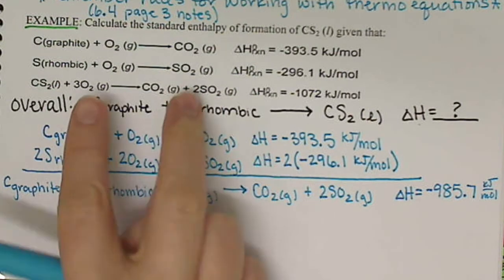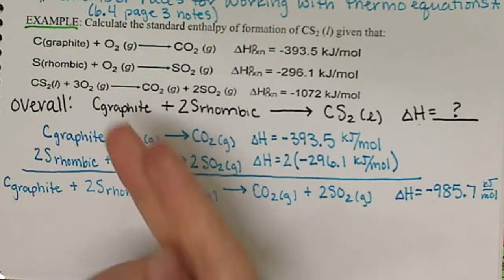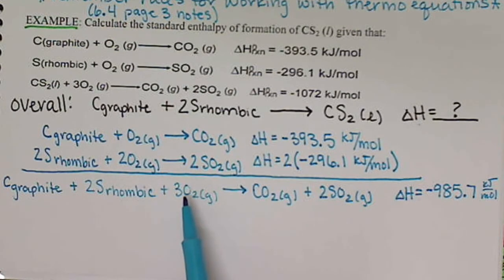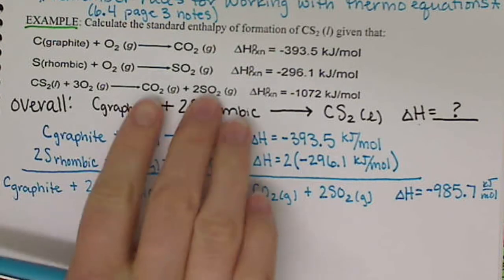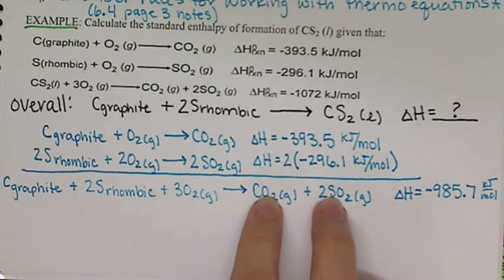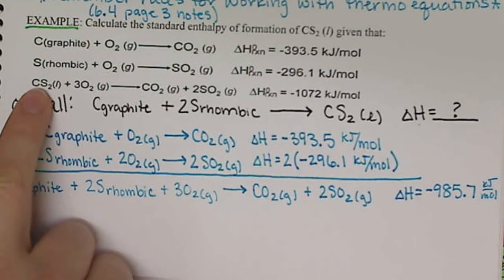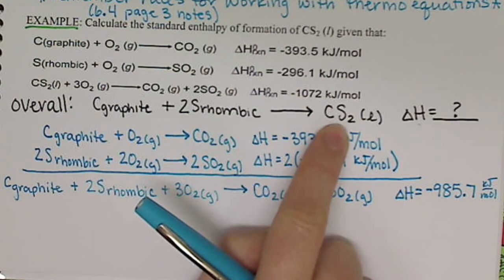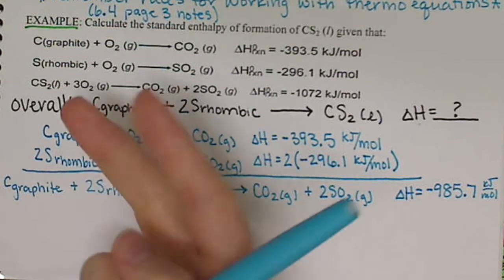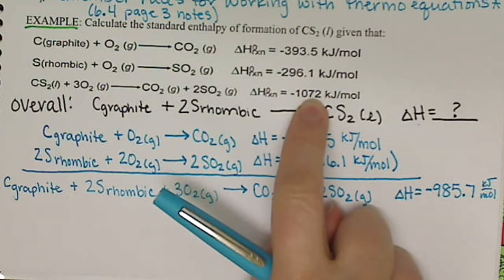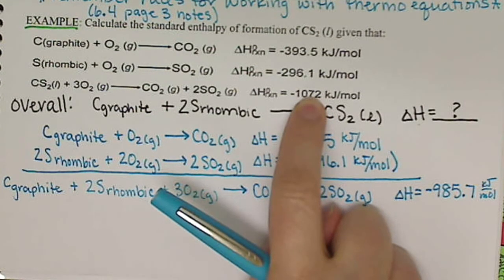If I flip-flop this, I'll end up with my oxygens on my product side, which would cancel out these oxygens here. The carbon dioxide and sulfur dioxides would go into the reactants, which would cancel out my products here. And when we flip this, the CS2 goes into the products, which then gets me my CS2 for my product. So I'm going to flip-flop this equation, and when I flip-flop this, I need to flip the sign of my delta H of that reaction.